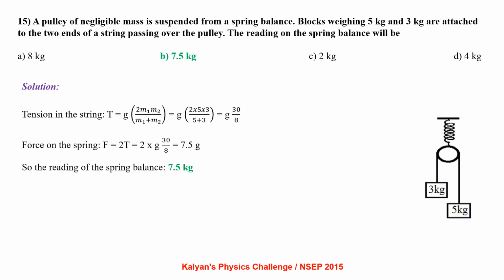A pulley of negligible mass is suspended from a spring balance. Blocks weighing 5 kg and 3 kg are attached to the two ends of a string passing over the pulley. The reading on the spring balance will be: tension in the string T equals 2 m1 m2 by (m1 plus m2) into g, that is 30 by 8 into g. Force on the spring F equals 2T, that is 2 into 30 by 8 g, that comes out to be 7.5 g. So the reading of the spring balance is 7.5 kg.